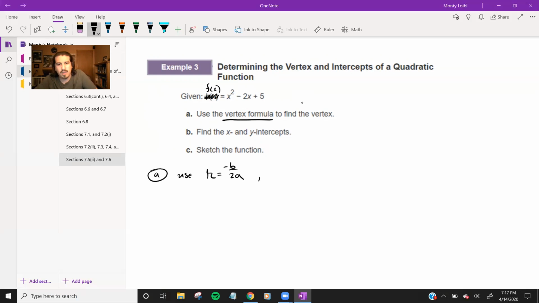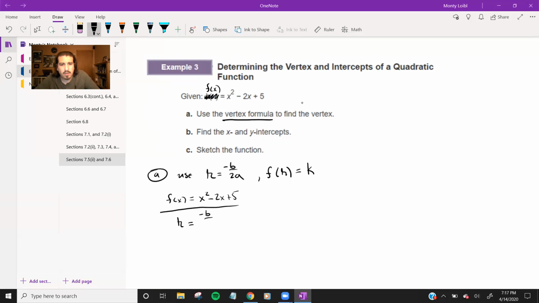I don't want to have h in both places. So that means f of h is going to equal k, right? That is what we're going to use to find the vertex here. So if we have f of x is equal to x squared minus 2x plus 5, plugging those values in to find h, kind of draw a line like that.